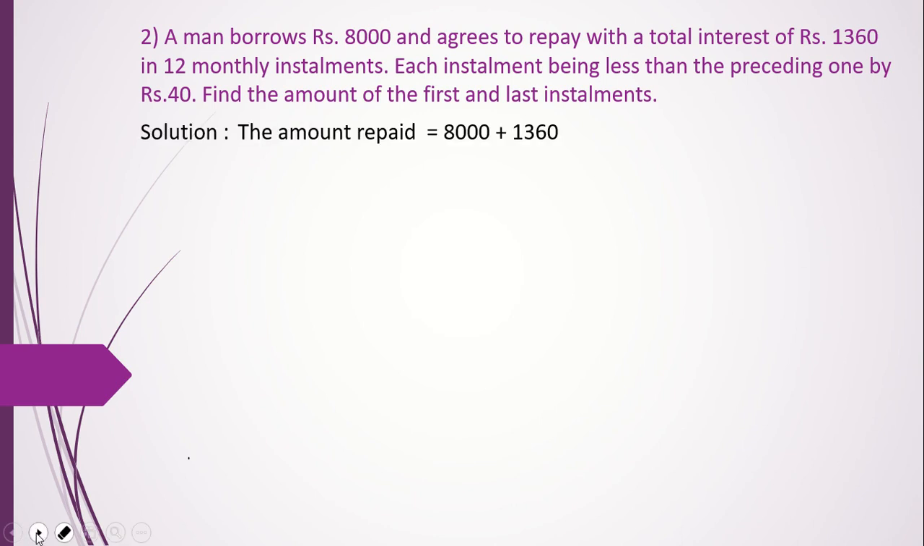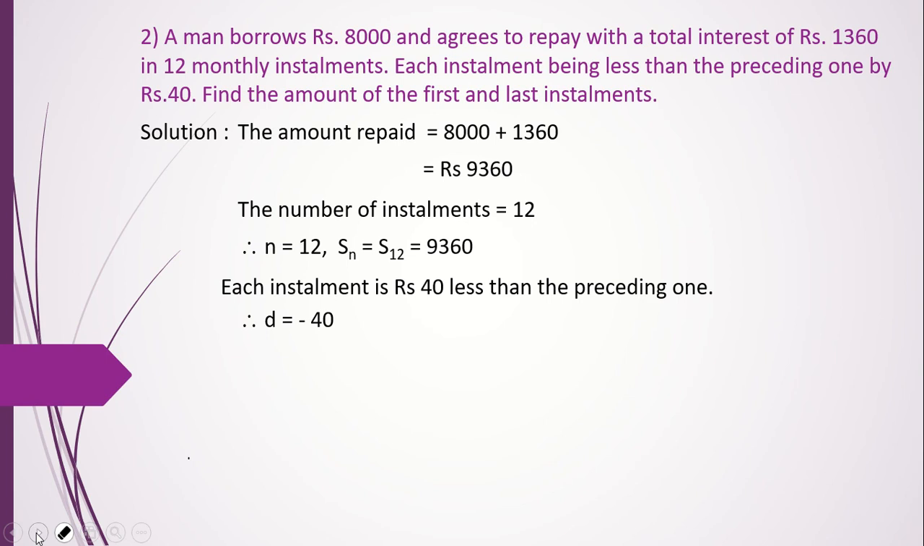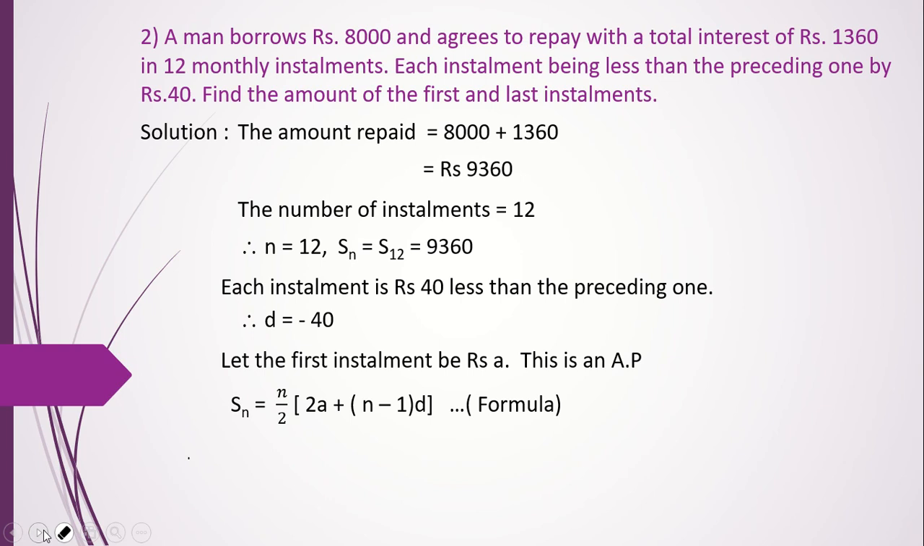So the amount repaid is so much. This is the total Sn. In 12 installments, so n is equal to 12, and S12 is 9360. Each installment is 40 less than the preceding one, so d is minus 40. So let the first installment be a, and this is an AP because the difference minus 40 is constant, no? So we use the Sn formula and find what a is.